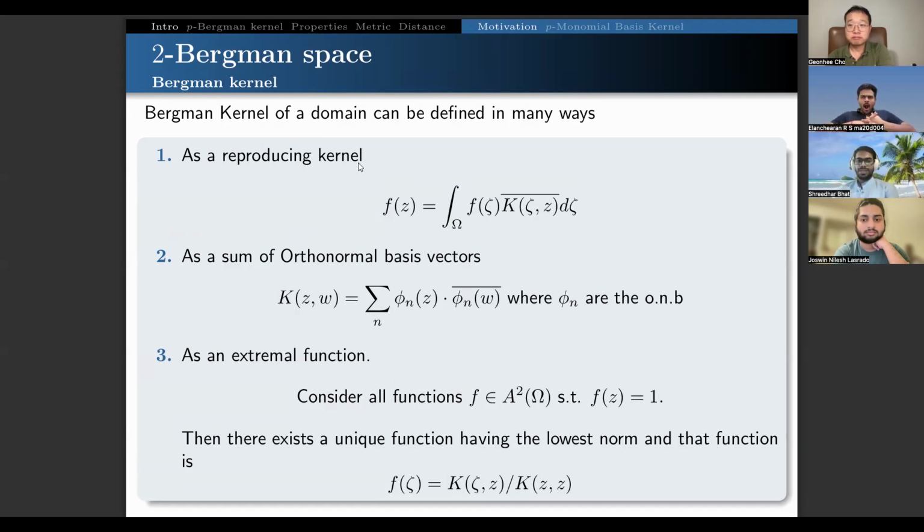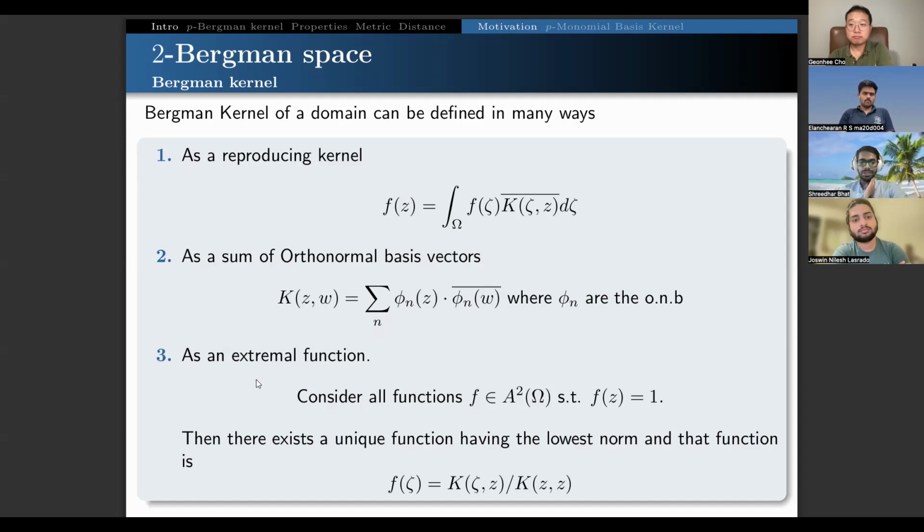So one is as a reproducing kernel. It is the unique function which is holomorphic in the first variable, anti-holomorphic in the second variable, and satisfies this property: f of z equals the inner product of f with the Bergman kernel, for all f in A2. The other way of defining it is as a sum over an orthonormal basis. Start with some orthonormal basis, phi n, and define your kernel K in this way, as a sum over all these orthonormal basis elements.